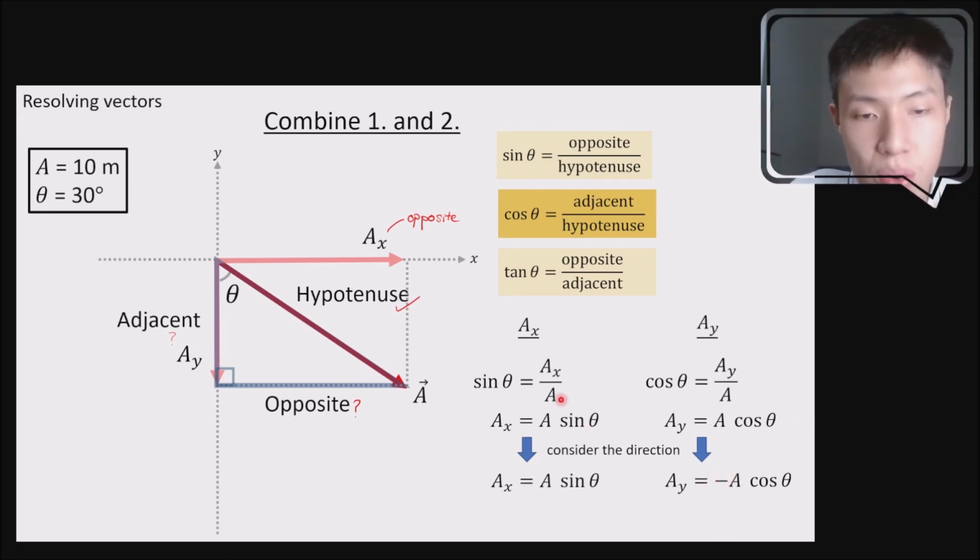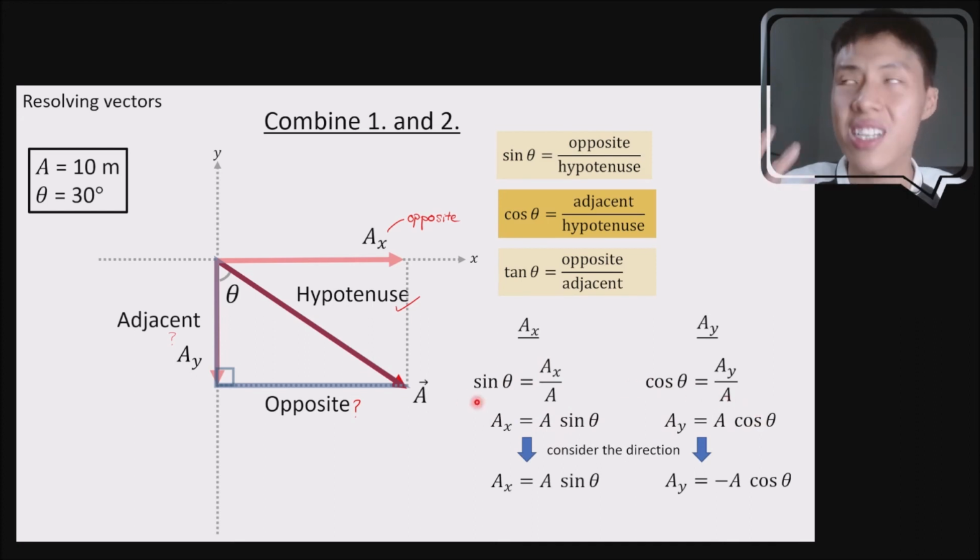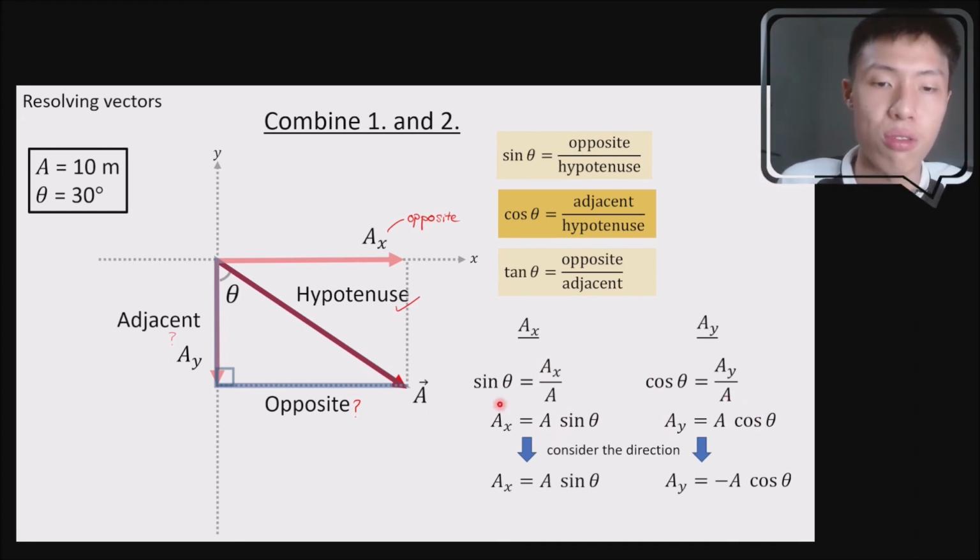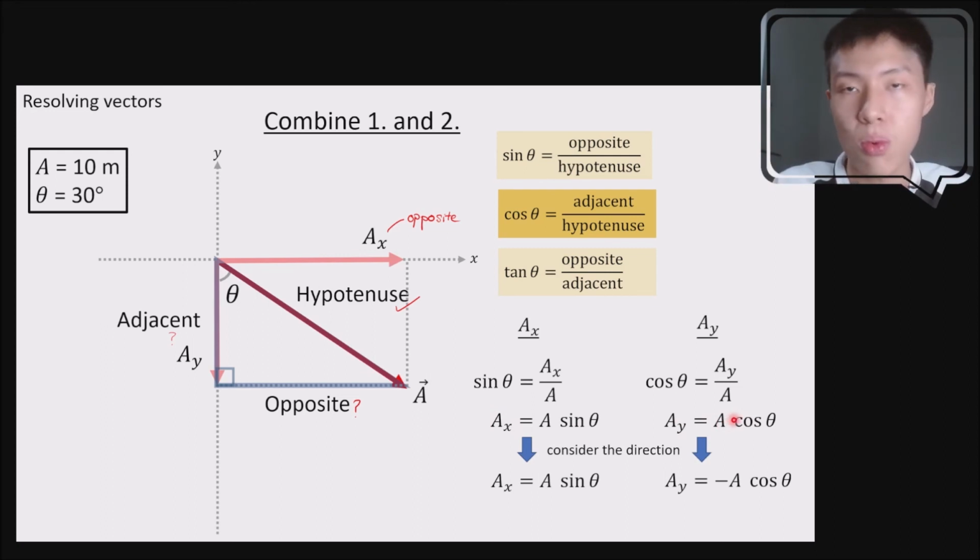Okay, so don't straight away substitute what you have inside the equation and find your components, because if you do it that way, your AX and AY must be positive. Your AX and AY will only be positive if you don't consider the direction. But when we are doing components, direction is important, because if it's pointing to the negative side, it will be a negative value. If it's pointing to the positive side, it's a positive value. If positive, don't write anything, it's positive.